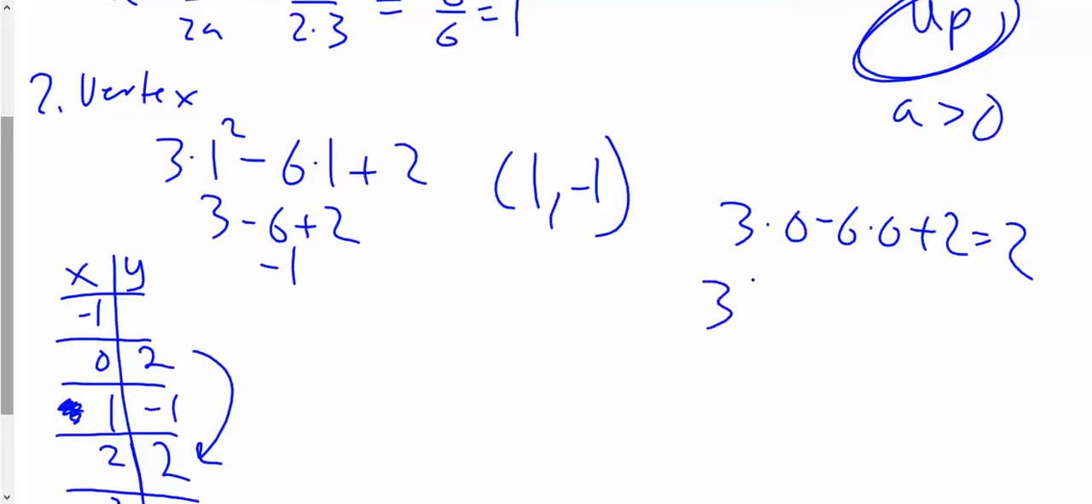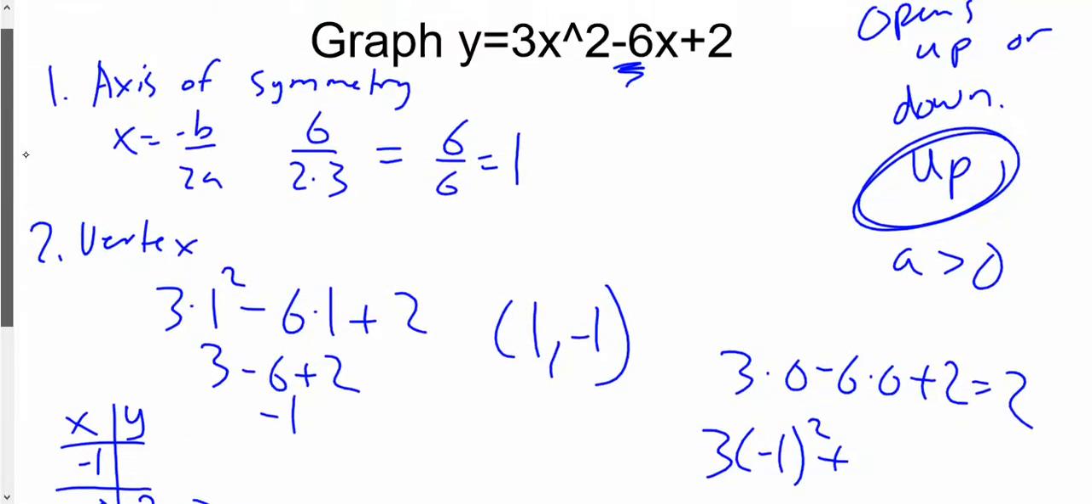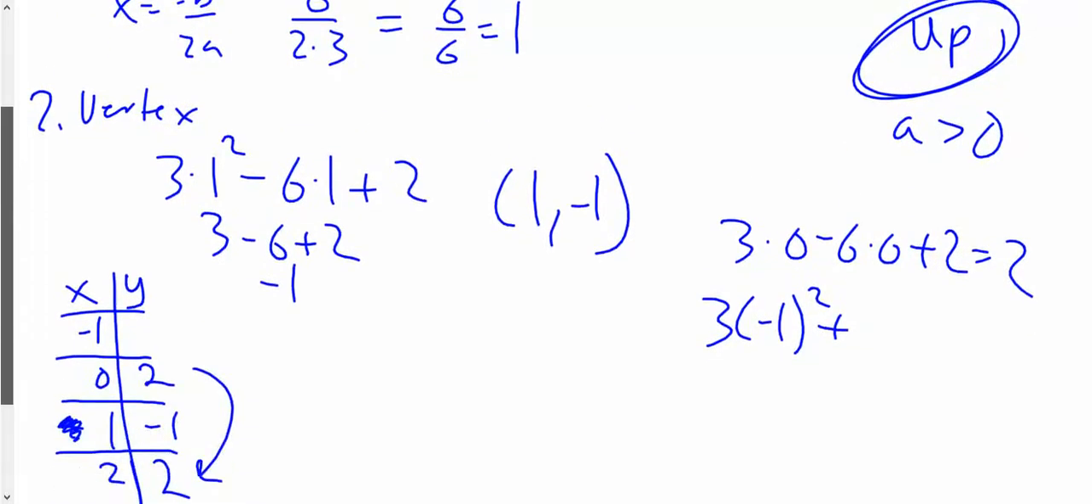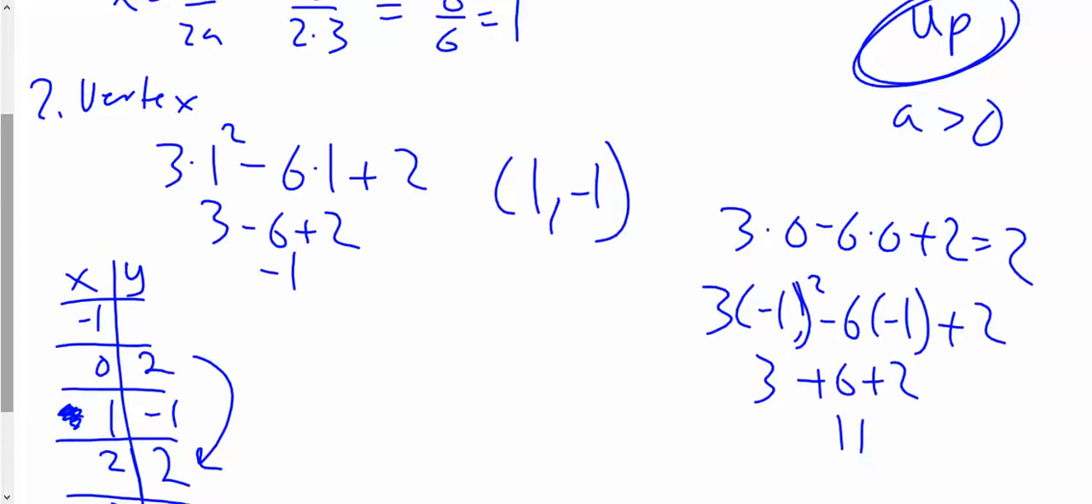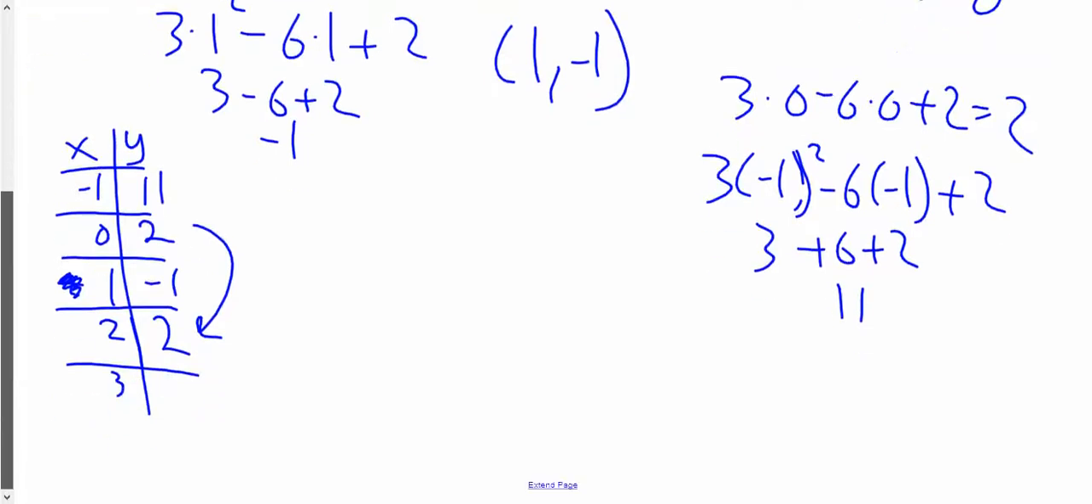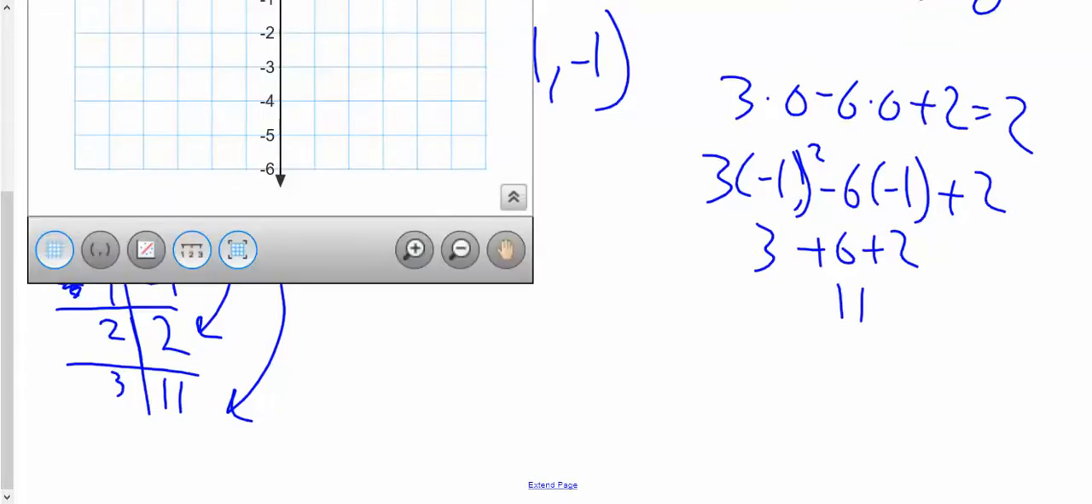3 times negative 1 squared plus, or is that minus? I think it's minus. Minus 6 times negative 1 plus 2. Okay, so negative 1 squared is 1 times 3 is 3. Negative 6 times negative 1 is positive 6. All right, so we have 3, 6, that's 9, plus 2 is 11. And there's my 11. And then I can reflect that point down here. And then I have enough information to graph my graph.